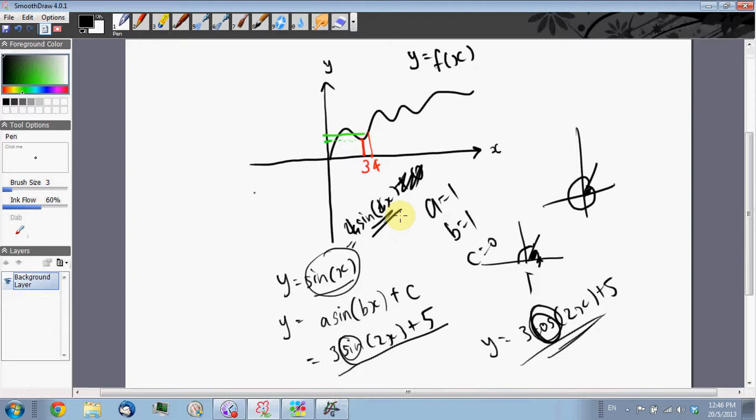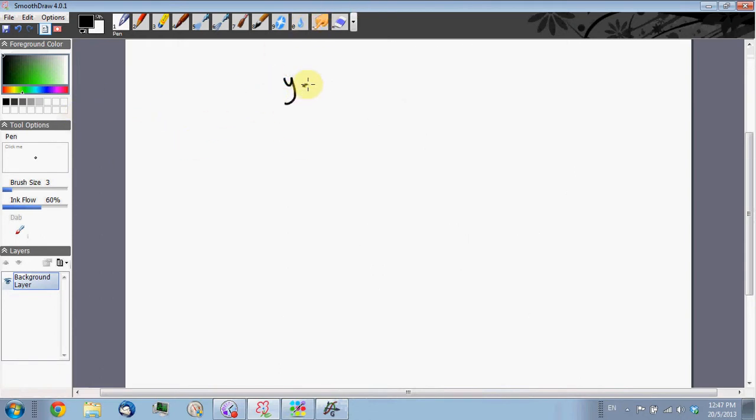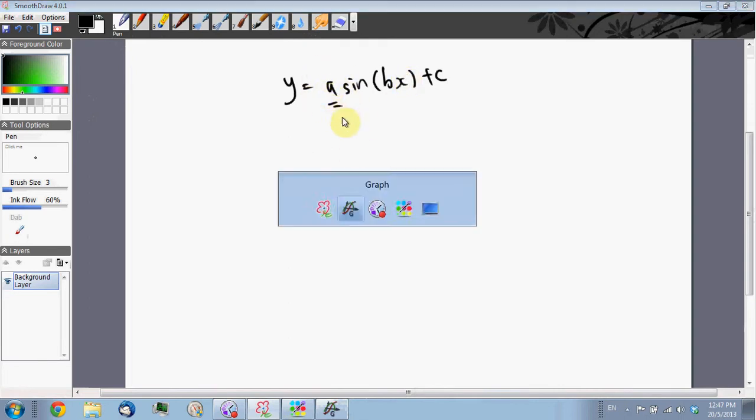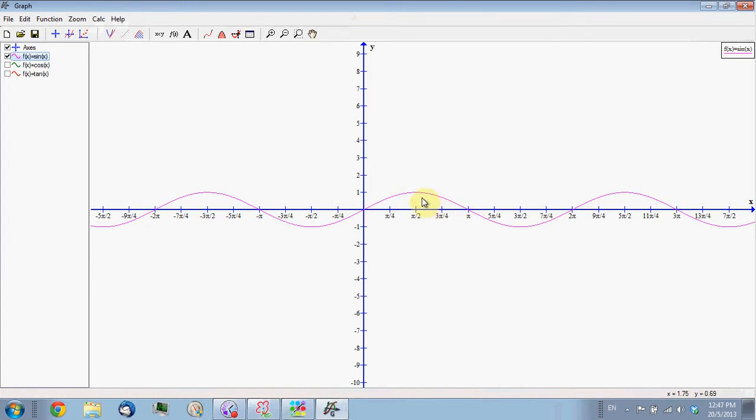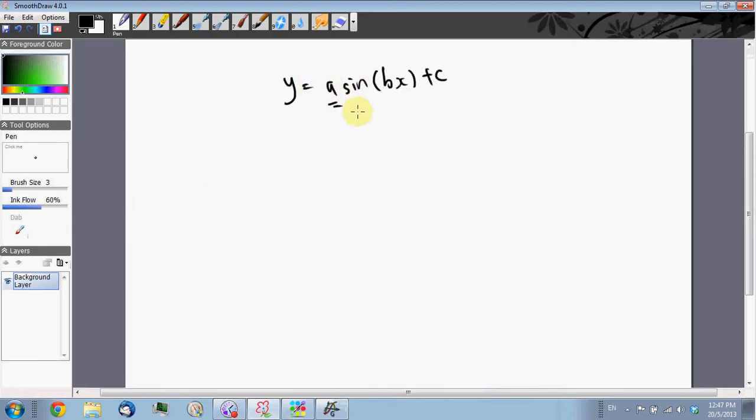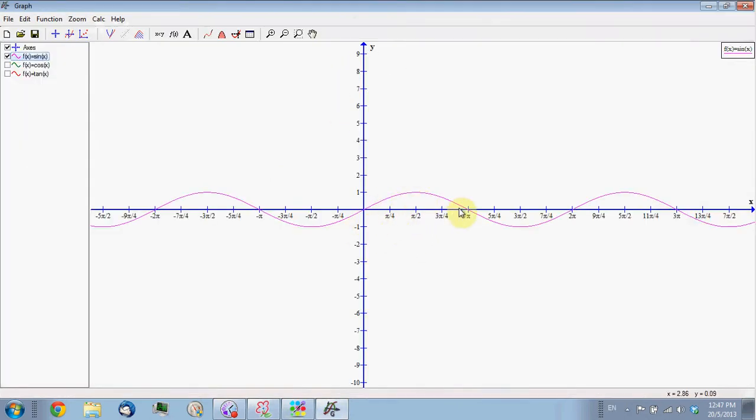So now, whatever a is, let me just delete everything. Whatever a is, is actually the amplitude. Remember I said before, amplitude is the difference from the middle. For example, the middle here is 0, right? Later you'll see that the middle might not be 0 when we change the value of c. So in this case, let's look at the basic y equals sine x.